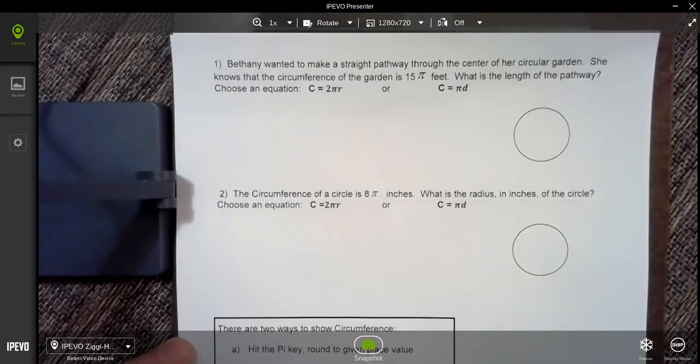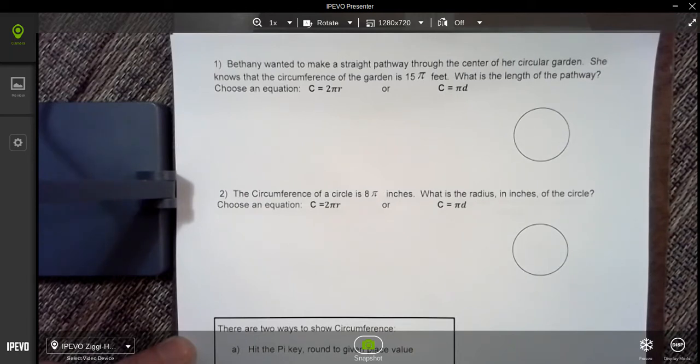Now that we know the two formulas for circumference, we're going to be able to use these formulas to help us answer some questions. In our first question, Bethany wanted to make a straight pathway through the center of her circular garden. She knows that the circumference of the garden is 15 pi feet. What is the length of the pathway?